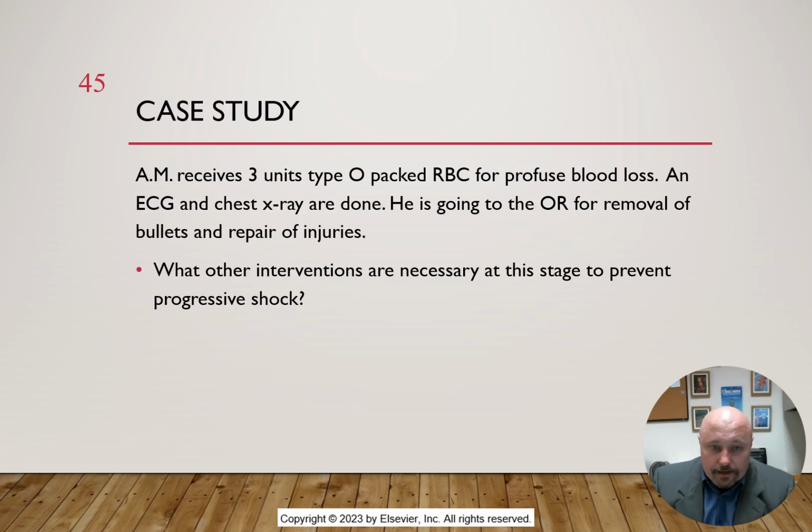Continuing with our case study, AM receives 3 units of type O packed red blood cells for profuse blood loss. An ECG and chest x-ray are done, and he's going to the OR for removal of bullets and repair of injuries. What other interventions are necessary at this stage to prevent progressive shock?